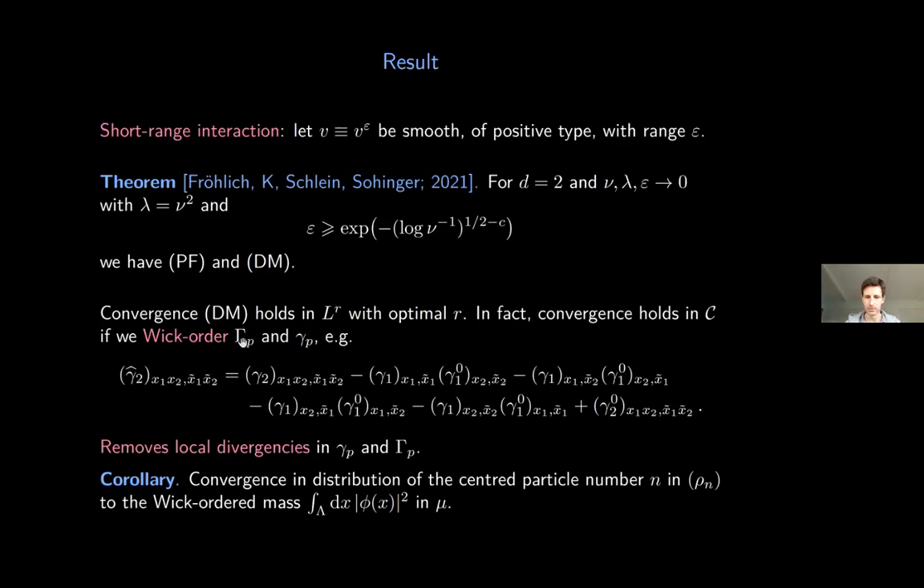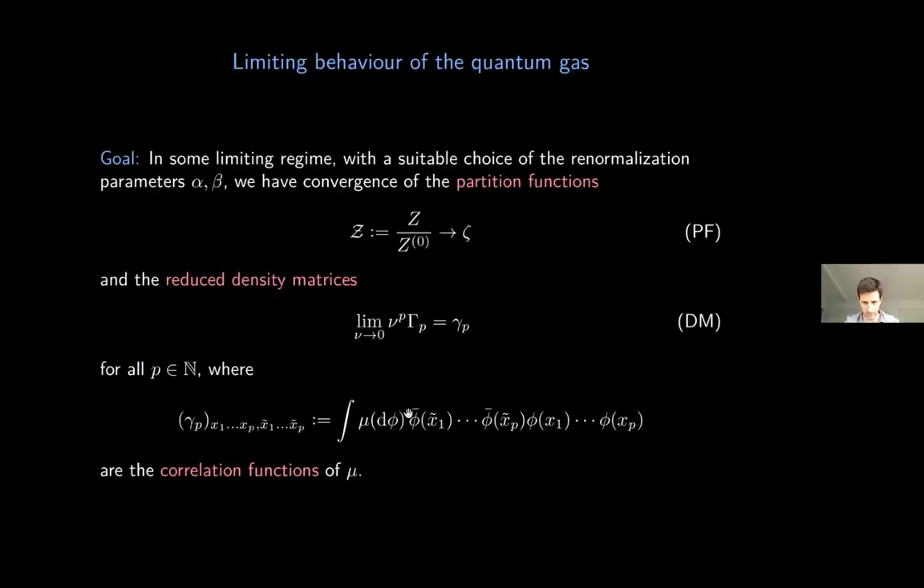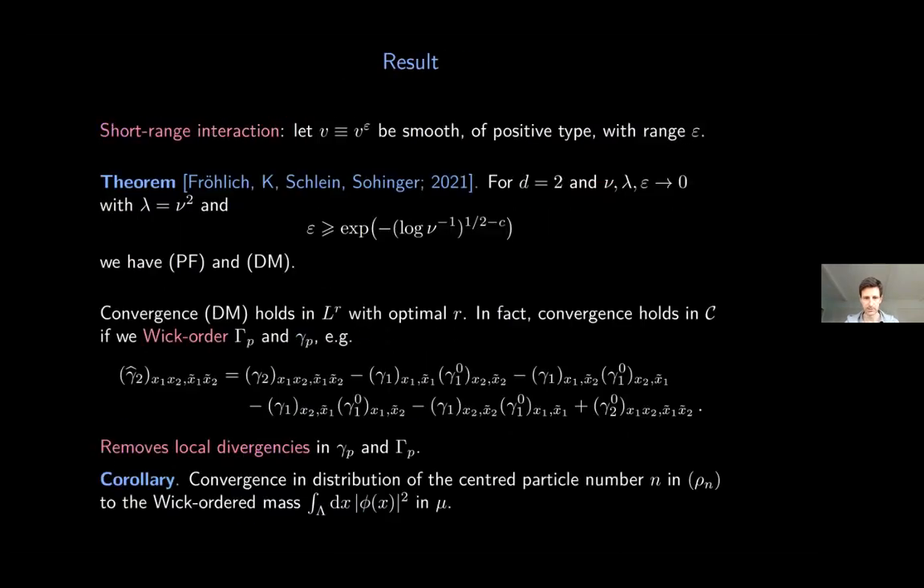What you can do is to Wick order your correlation functions and your reduced density matrices. So here, you just put 2 dots here. You would take this whole monomial and you Wick order it. And this is a much more stable object. It's a very explicit calculation. You can do this calculation, and on the level of the kernels, it amounts to just subtracting terms involving the correlation functions of the free field. So this is, in fact, the second Wick ordered correlation function. It looks like this. So you just take combinations of lower order correlation functions and correlation functions of the free field. And this removes the divergences. And for this, you can prove convergence as continuous functions of these kernels.